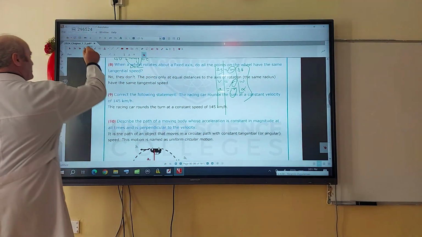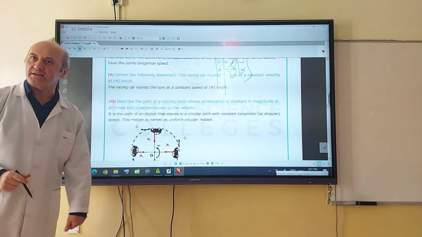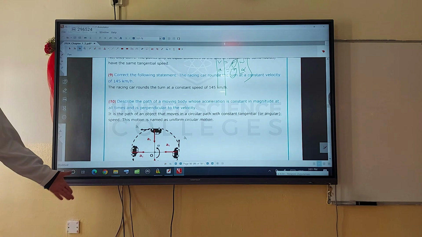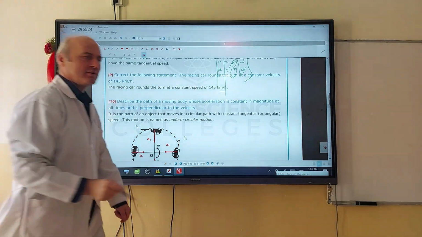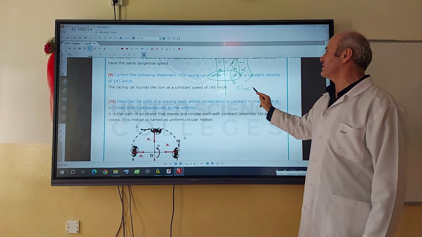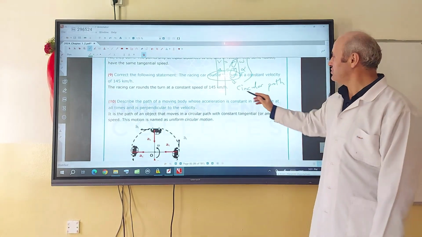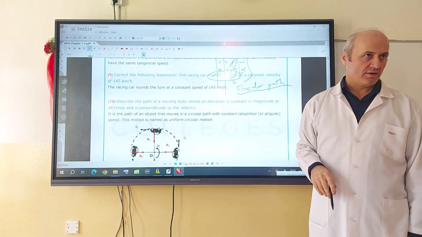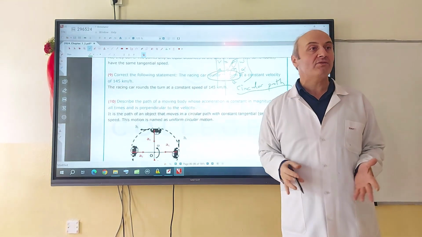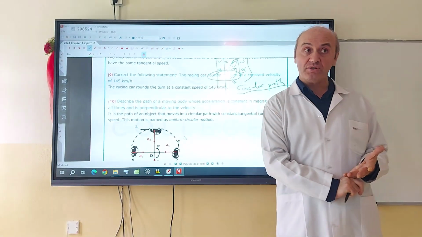Correct the following statement: the racing car rounds the turn at constant velocity of 145 km per hour. What is the problem with this statement? Why should we correct it? Because it is rounding a turn, a circular path. And if an object moves in a circular path, what is changing? Direction of velocity. So the direction of velocity changes. Maybe in magnitude it can be constant, but in direction, never constant.